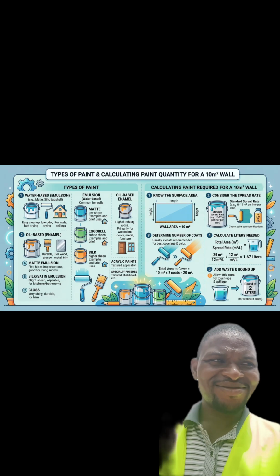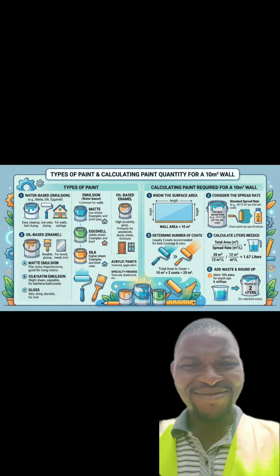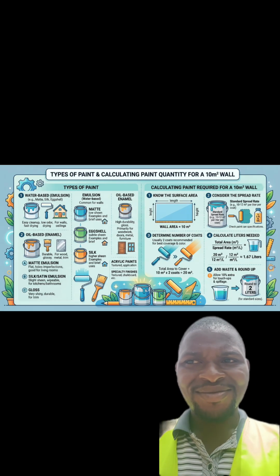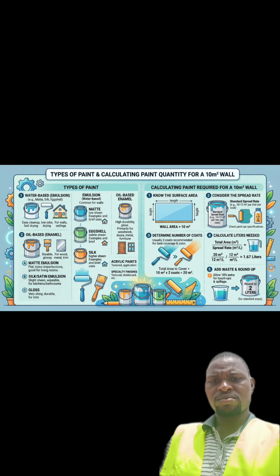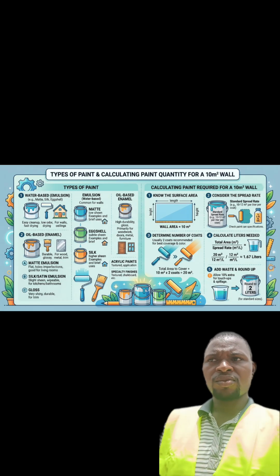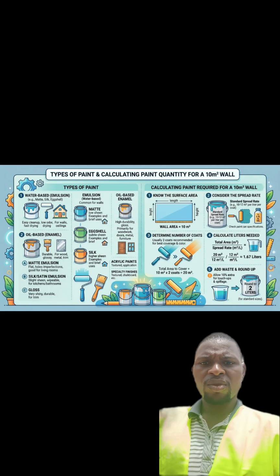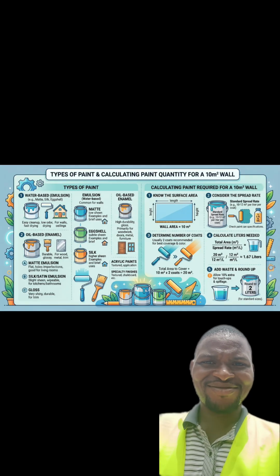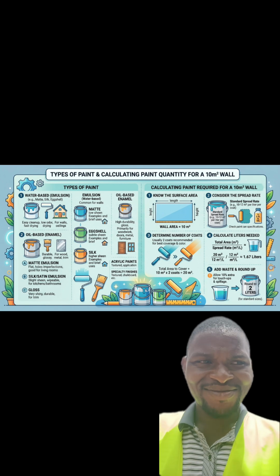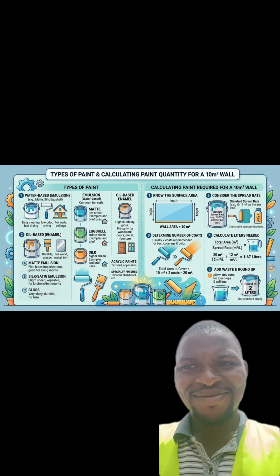So we'll just do a step-by-step mathematical breakdown for a standard 10 square meter wall. So for your 10 square meter wall, we'll do a standard calculation. If you have a 10 square meter wall, how are you going to do the painting? So, understanding the types of paint. There are different types of paint.